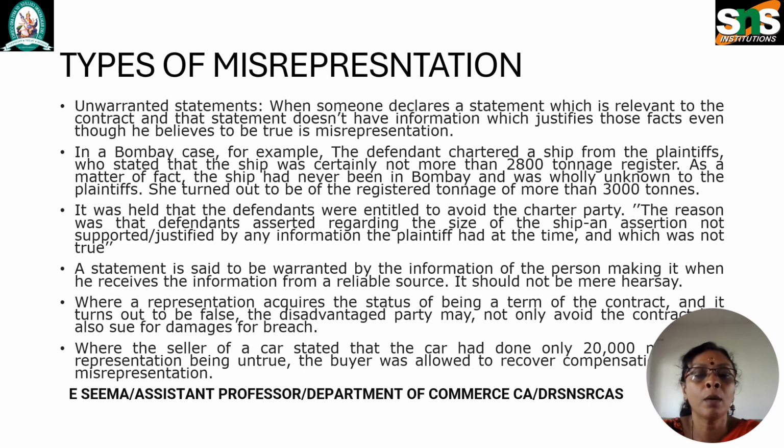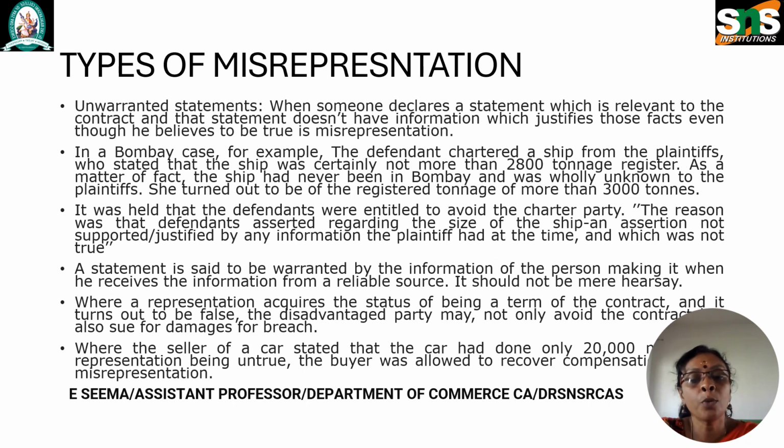In the Bombay case, for example, the defendant chartered a ship from a plaintiff who stated that the ship was certainly not more than 28,000 tonnage registered. As a matter of fact, the ship had never been in Bombay and was wholly unknown to the plaintiff. She turned out to be a registered tonnage of more than 3,000 tons. It was held that the defendant was entitled to avoid the charter party. The reason was that the plaintiff asserted regarding the size of the ship an assertion not justified by any information the plaintiff had at the time, which was not true.